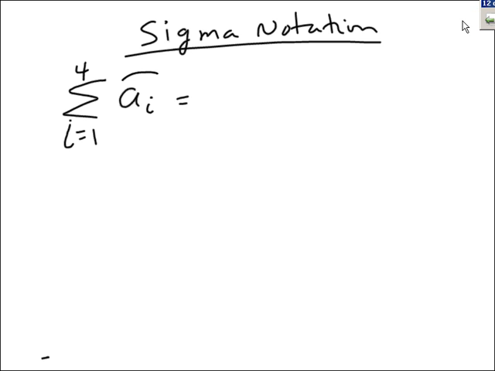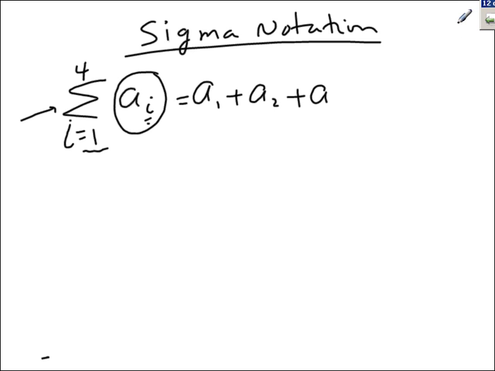So basically I want to know what this is when i is 1, and it's a sub 1. Plus, for sigma means plus. And now i is 2, a sub 2. And then i is 3. And then, don't go past 4, then i is 4.